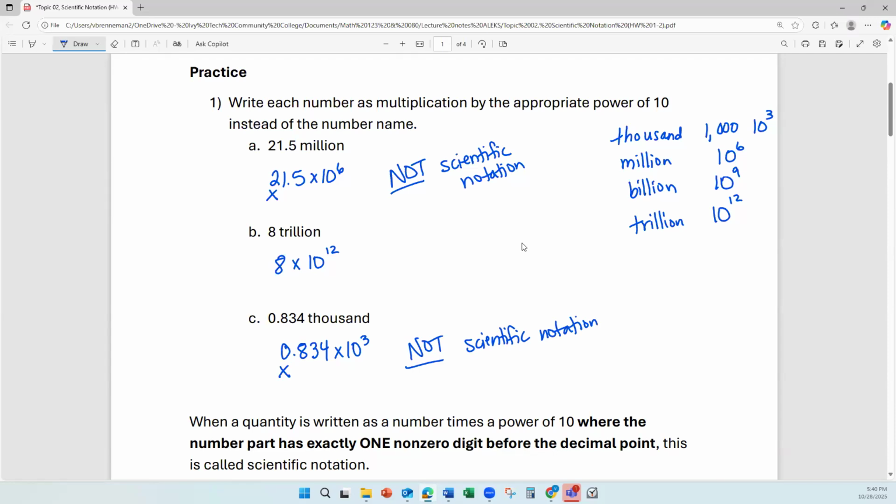This one, 8 times 10 to the 12th, all good, 1 digit. There doesn't have to be a decimal point. It's unwritten. It doesn't have to be anything after the decimal point, but this one is scientific notation.